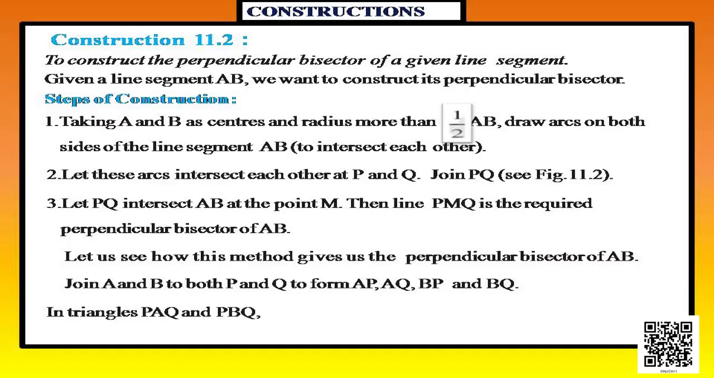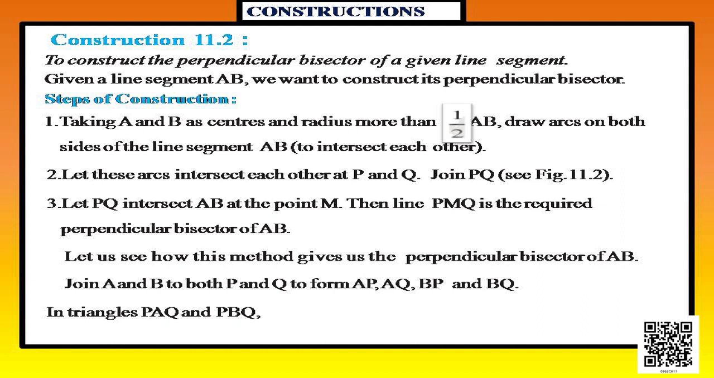So students, let us discuss another construction. It is construction 11.2 as per your book. To construct the perpendicular bisector of a given line segment. What does it mean by the perpendicular bisector? That means a perpendicular line that bisects a given line. That means it is dividing the given line into two equal parts.